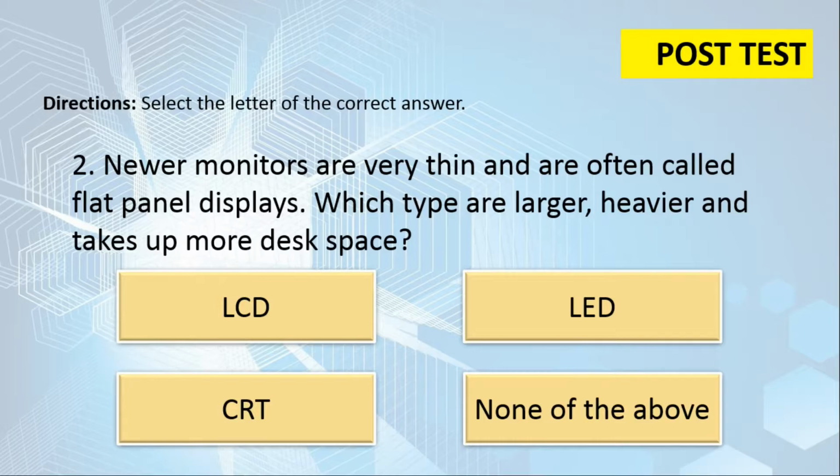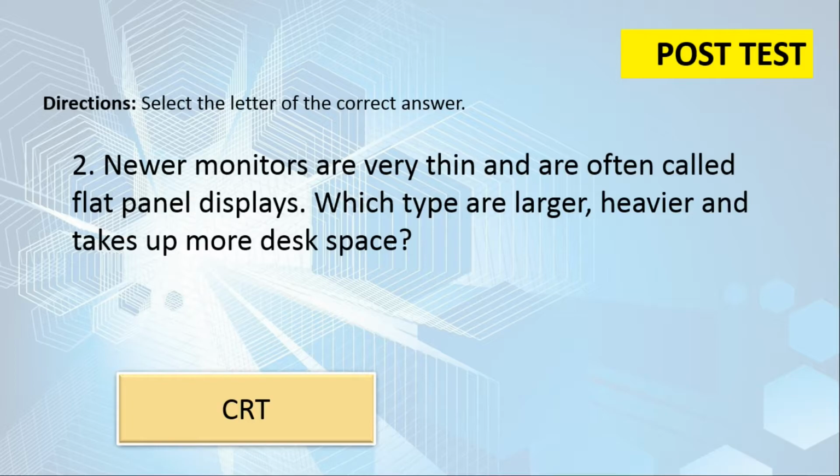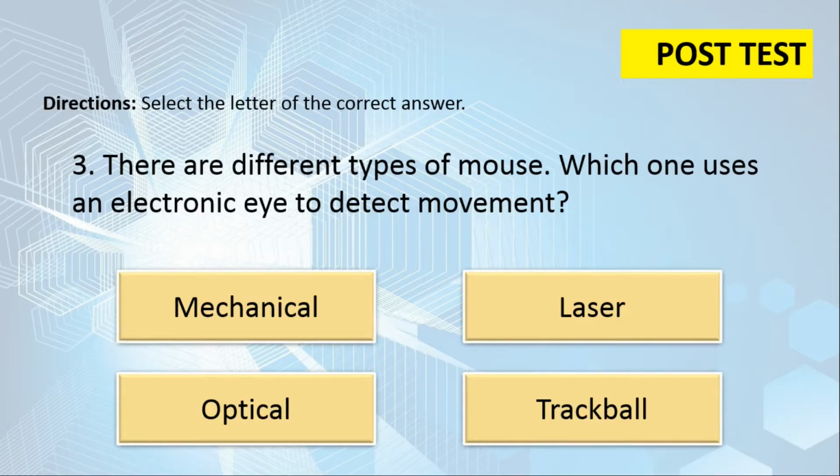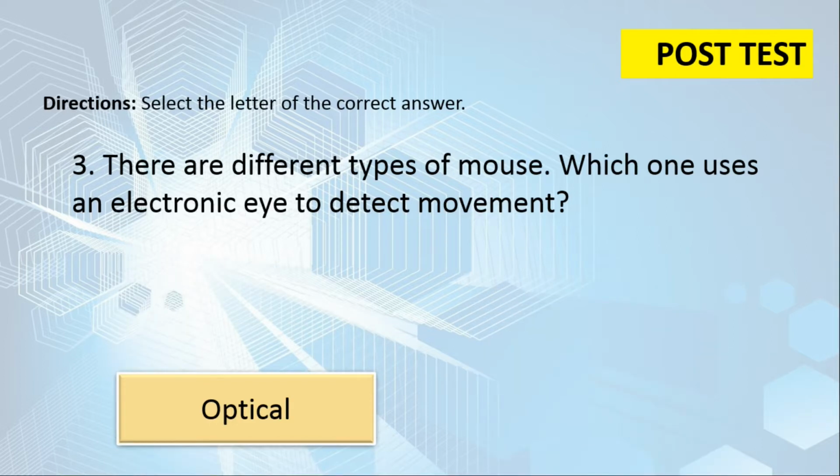Next, the newer monitors are very thin and are often called flat panel displays. Which type are larger, heavier, and takes up more desk space? Yes, it is what we call the CRT. Number 3, there are different types of mouse. So which one uses an electronic eye to detect movement? Very good, it is what we call the optical mouse.